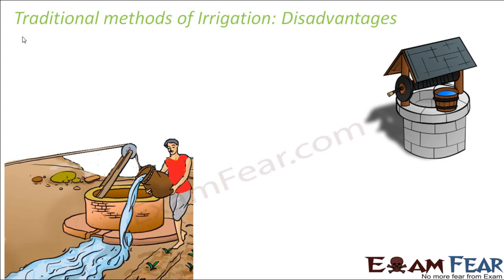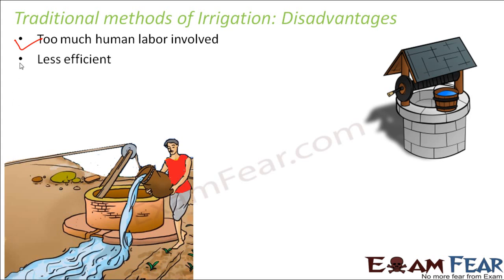There are certain disadvantages associated with the traditional methods of irrigation. For example, too much human labor is involved, because here we are not watering a small garden. We are talking about huge fields. So if we imagine that a person or a group of persons are trying to irrigate the entire field, even that involves too much human labor, which is not worth it.